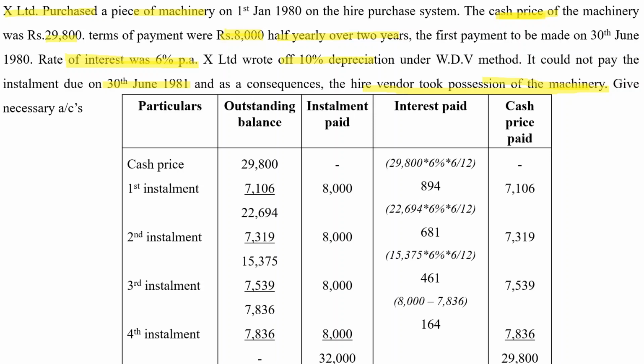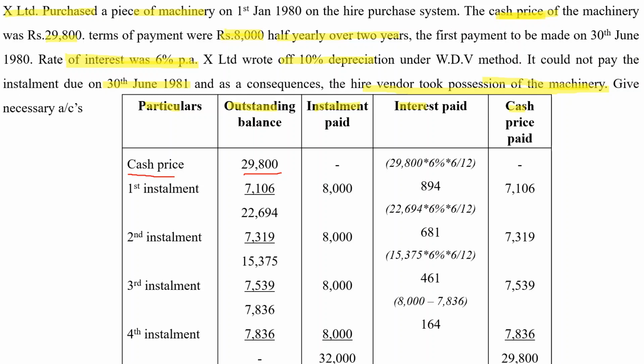So I have given 5 columns: particulars, outstanding balance, installment, interest, and cash price paid. We start our answer with the cash price, writing the amount in the outstanding balance because the total cash price is pending. The buyer has to pay the total cash price to the seller. Normally, down payment is the first payment and we deduct that, but in this problem there is no down payment, so we are skipping it.